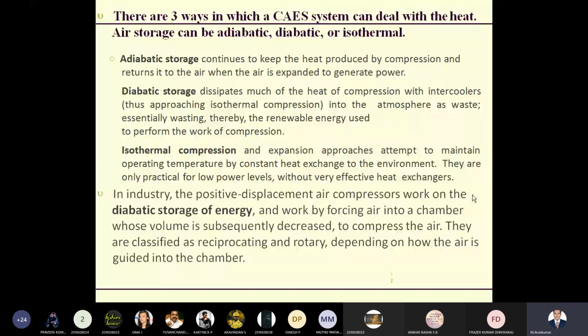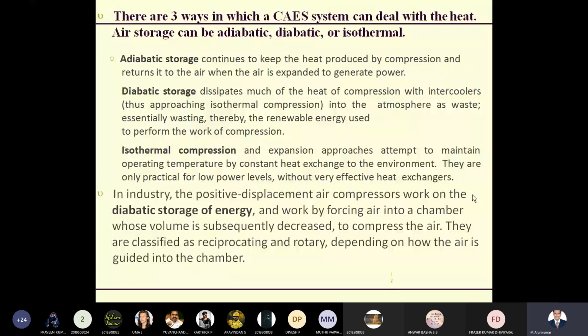Then the opposite of this is diabatic storage. This dissipates much of the heat of compression with the intercoolers into the atmosphere as waste. So this is essentially wasting the renewable energy used to perform the work of compression. These are the processes of CAEs. Then the isothermal compression and expansion approaches attempt to maintain operating temperatures by constant heat exchange to the environment. They are only practical for low power levels without very effective heat exchangers.